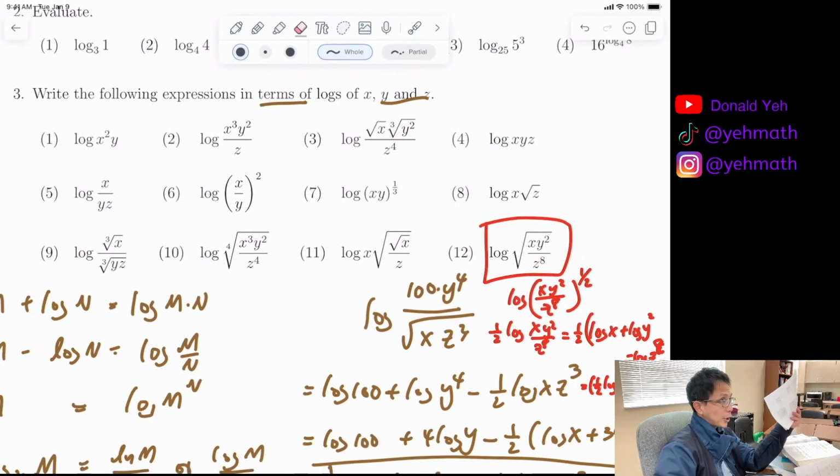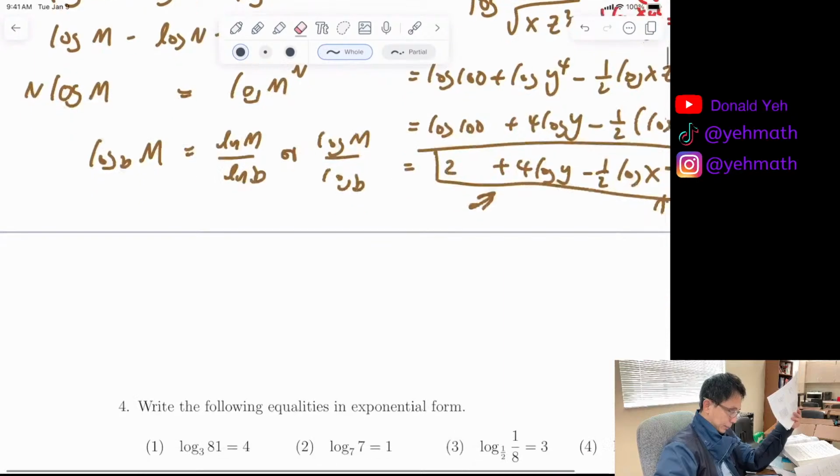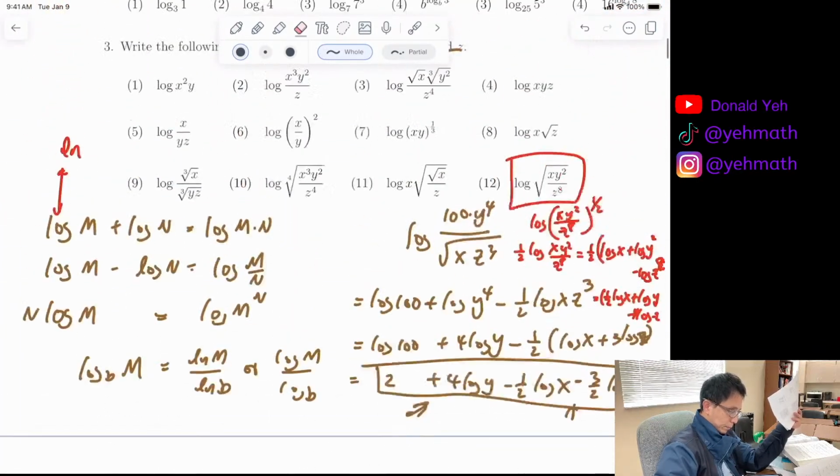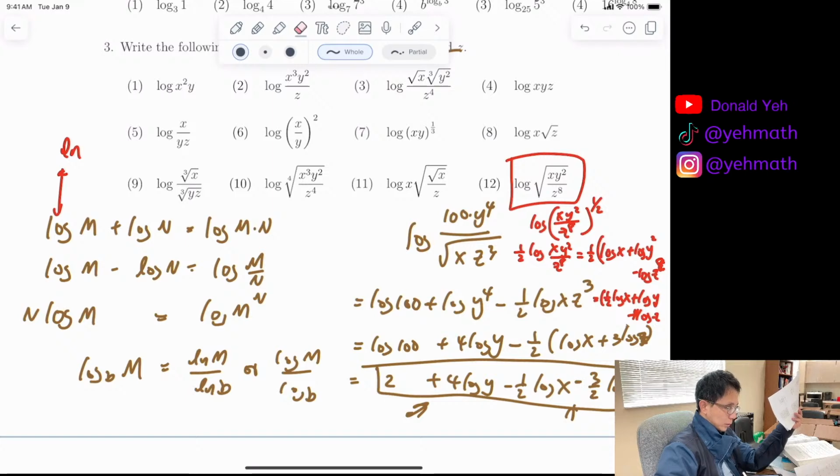So you gotta know how to expand them. Wait, on number 10, if it's just the 4th root, is it just the same thing? 1/4 power.